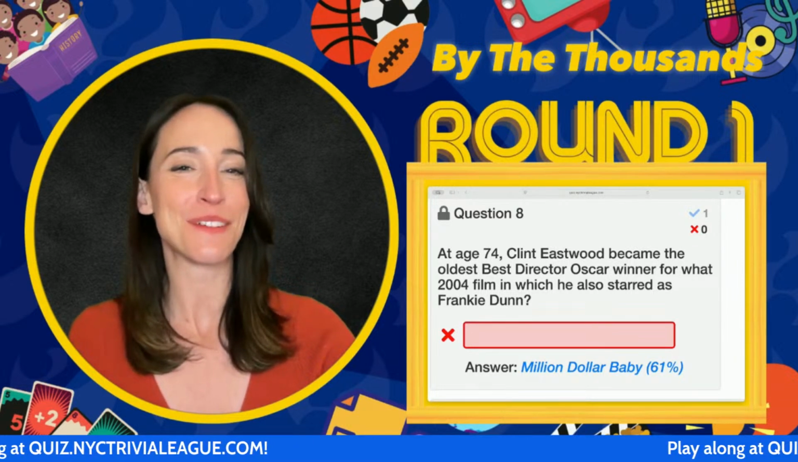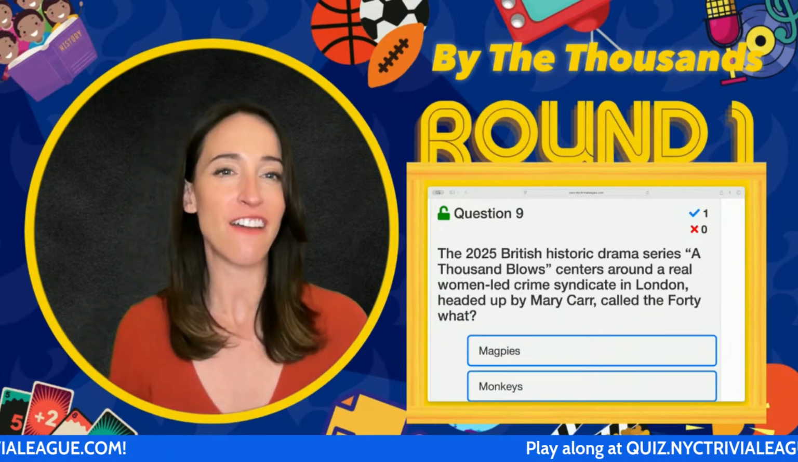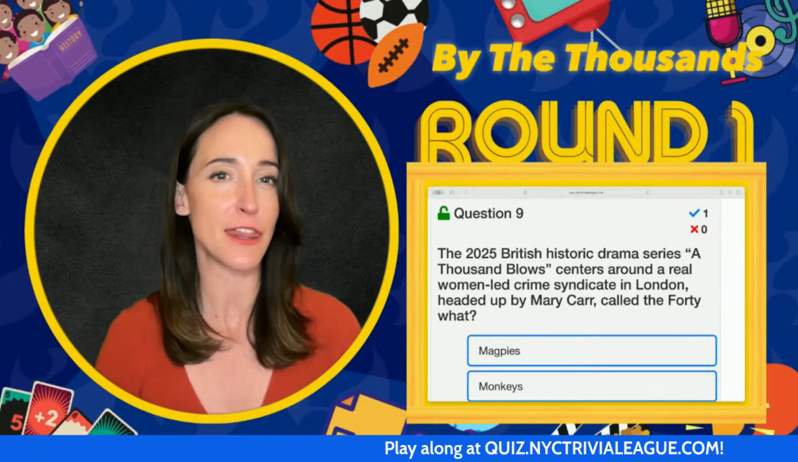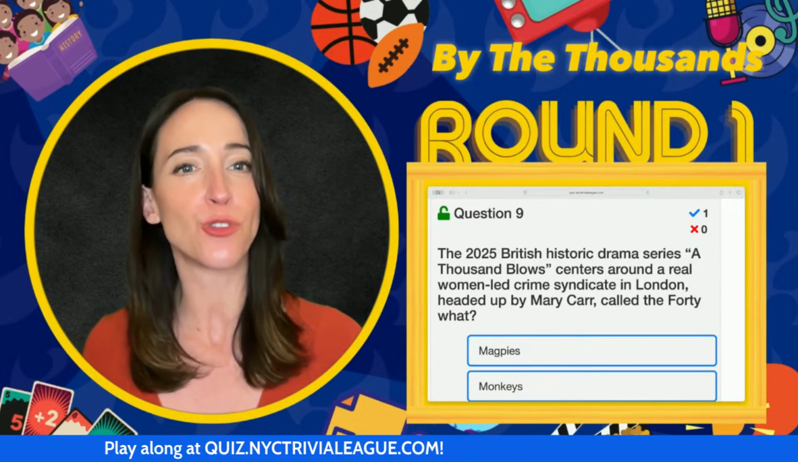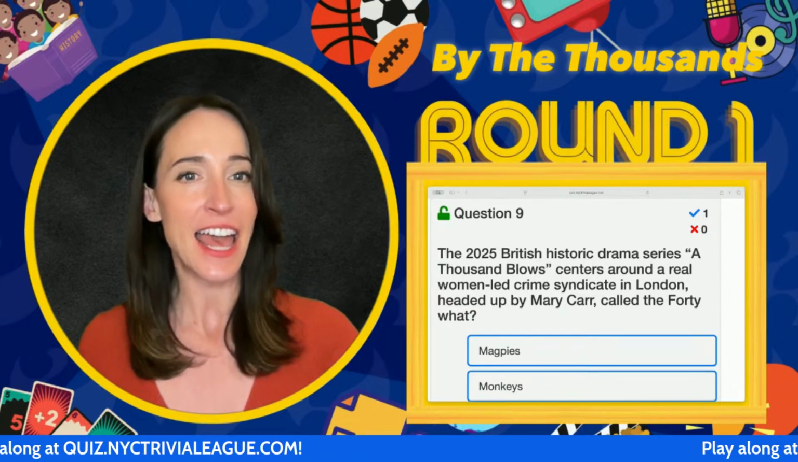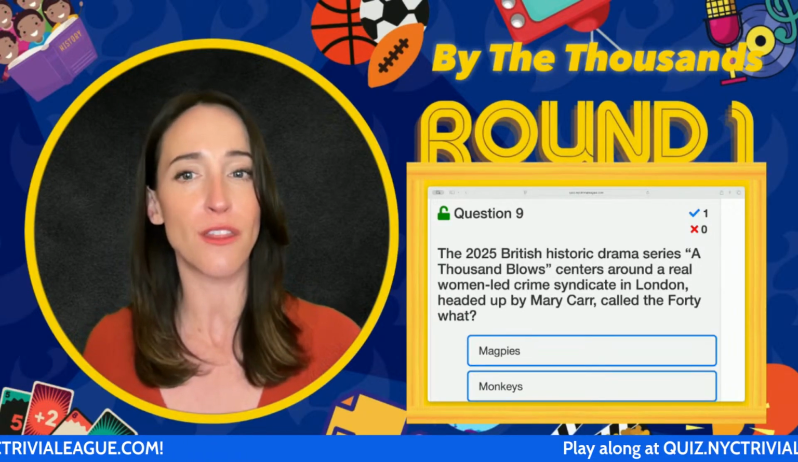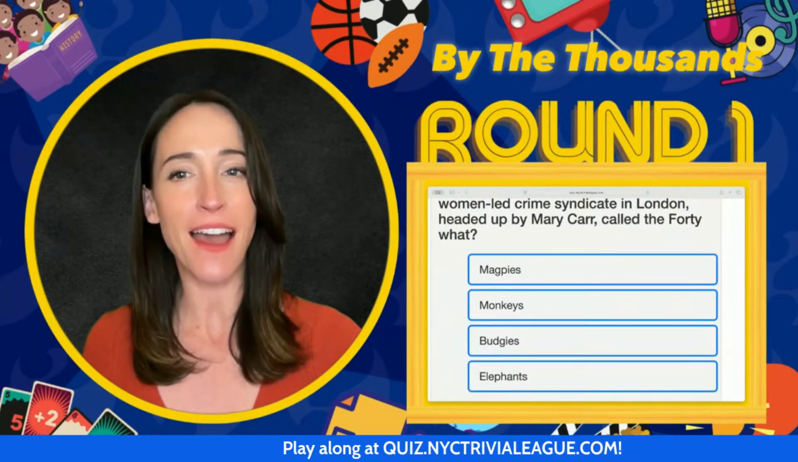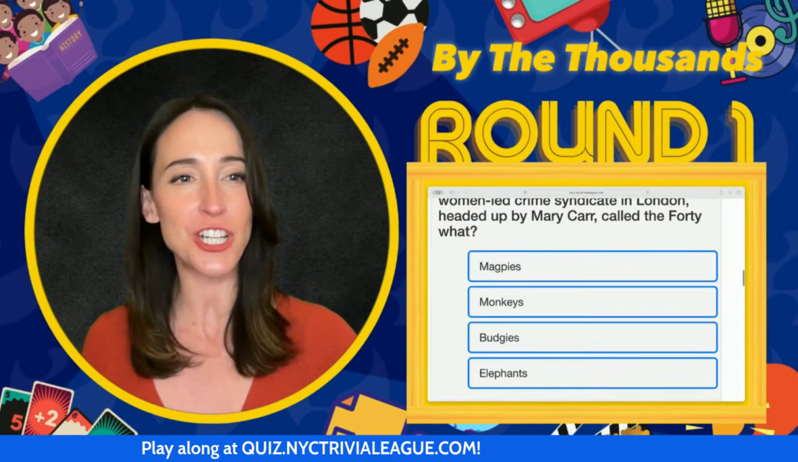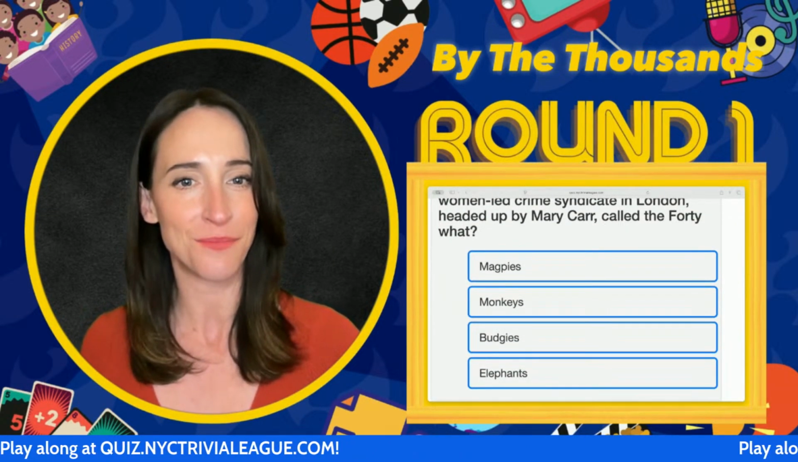Question number 9. The 2025 British historic drama series A Thousand Blows centers around a real women-led crime syndicate in London headed up by Mary Carr called the 40 what? Are they the 40 magpies, monkeys, budgies, or elephants?